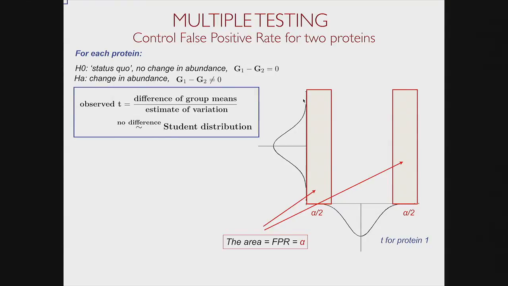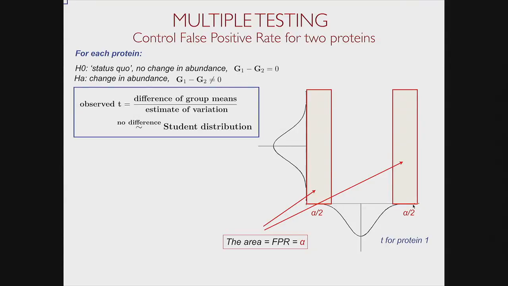Regardless of the value of protein 2, no matter what protein 2 is, I will make my decision for protein 1. And the combined area here plus here is 5%. So I have a 5% chance of claiming that there is a difference when in fact there is none. Okay, fine, right? This is exactly what we did so far.